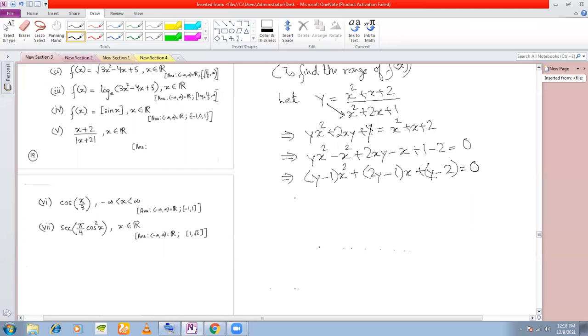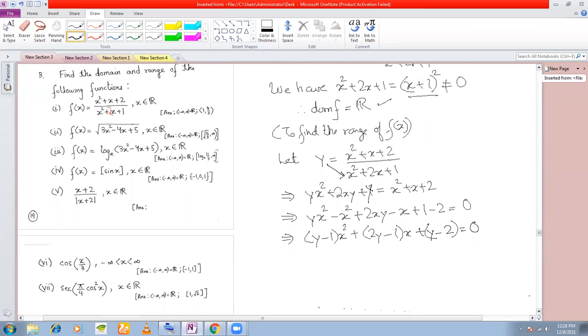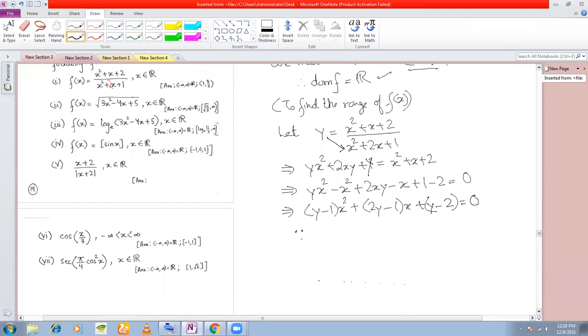Now x is real, right? Because we have already determined that the domain of f is real. So x is real. So the roots of this equation are always real. Since x is real, what is the condition for real roots? Discriminant greater than or equal to 0. That means you have b square, b is 2y minus 1, minus 4 into a into c must be greater than or equal to 0.